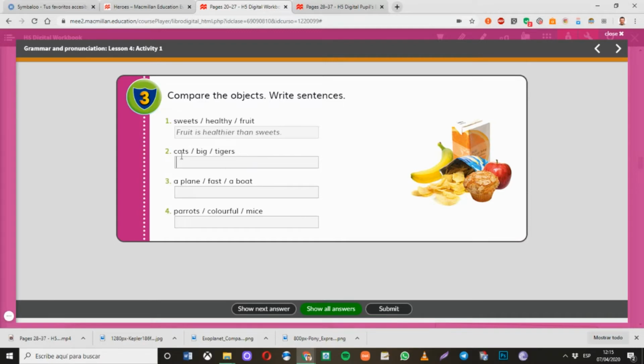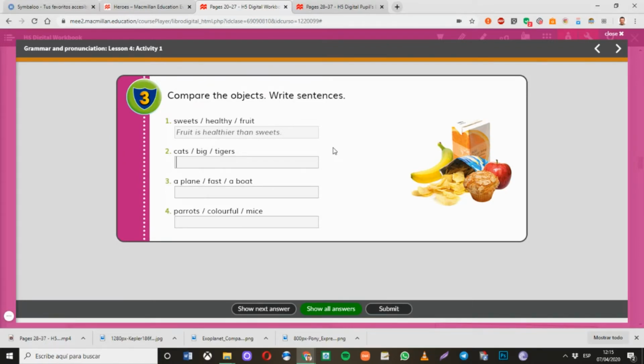So number 2, we have cats, tigers, and big. We have to build a sentence in English that says more or less in Spanish: los tigres son más grandes que los gatos. How would you write that in English? Try to write it in your workbook, please.